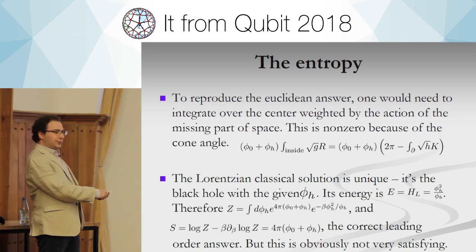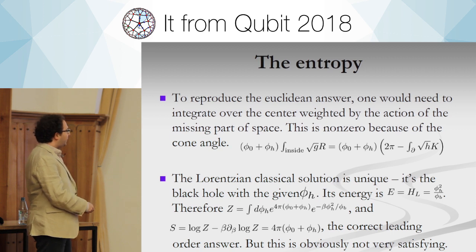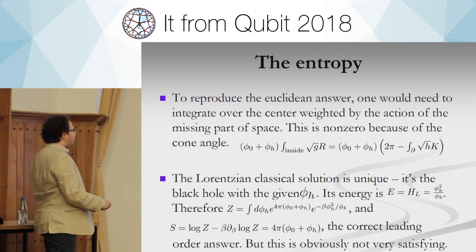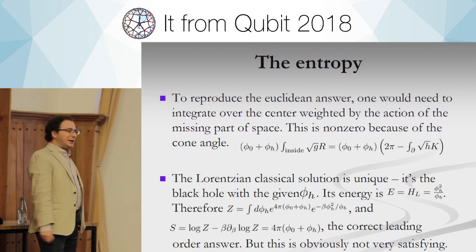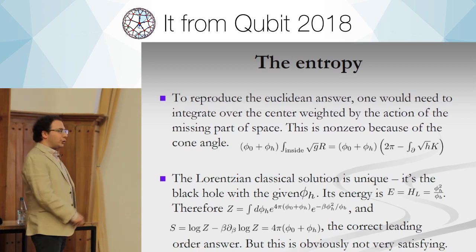It looks non-local, right? It's not given here by the integral of something over the boundary. It's just a pure number. So that's the classical weighting of this center variable. So the Lorentzian classical solution is just unique here. So it's just the black hole with a given value of phi h.